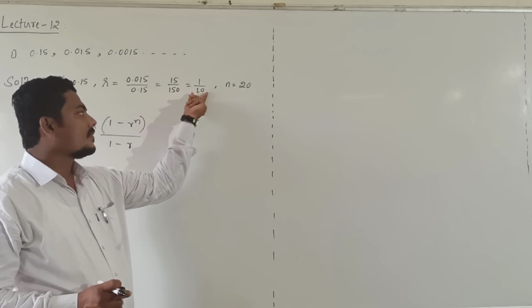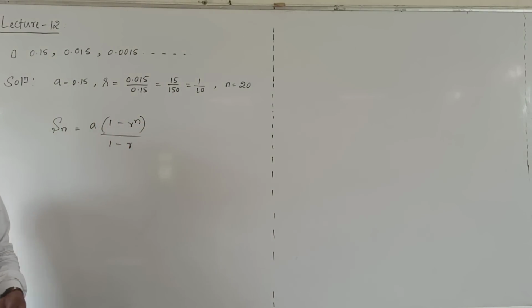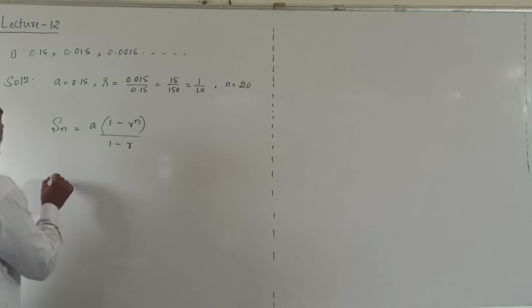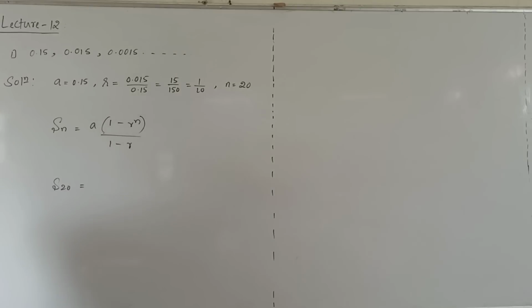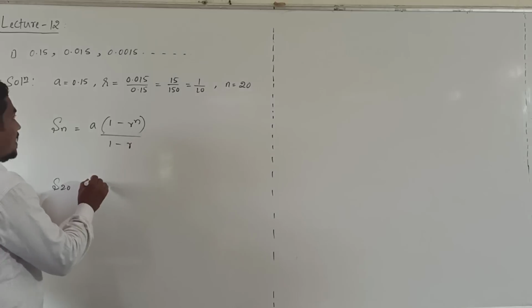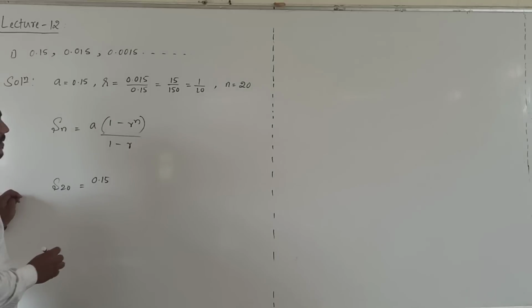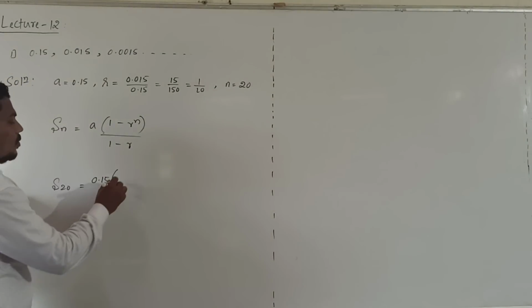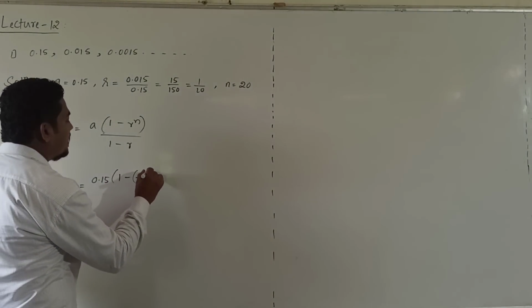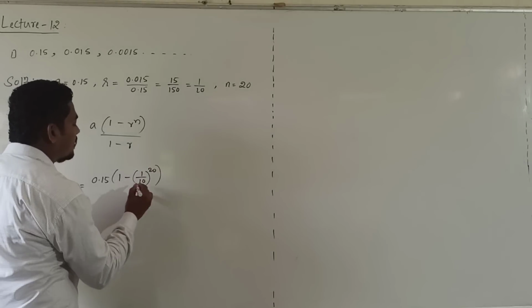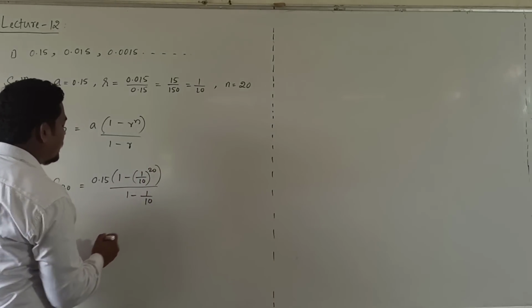Means the formula is a into 1 minus r power n divided by 1 minus r. We need the sum of the first 20 terms, so replace n value 20. S20, a value 0.15 into 1 minus 1 divided by 10, whole thing power 20, whole thing divided by 1 minus 1 divided by 10.